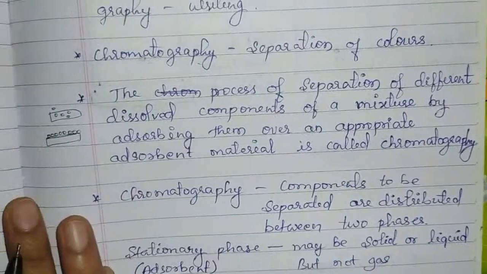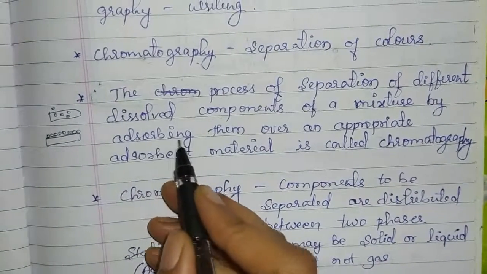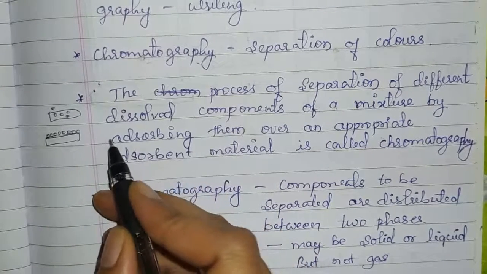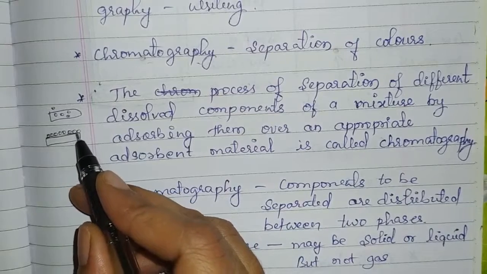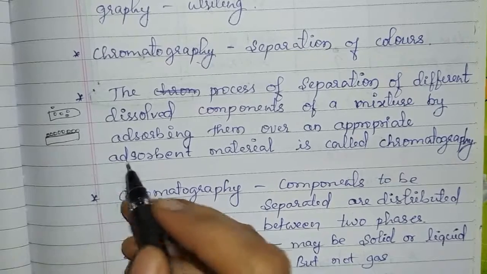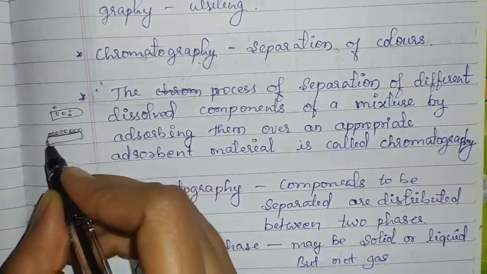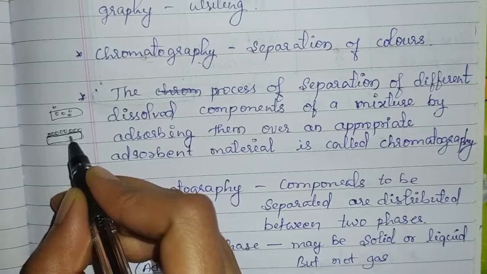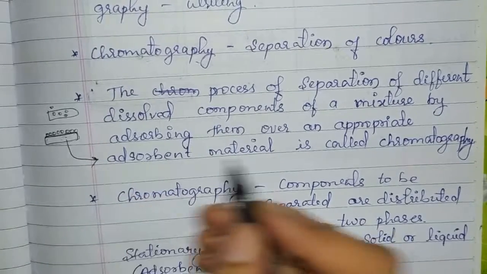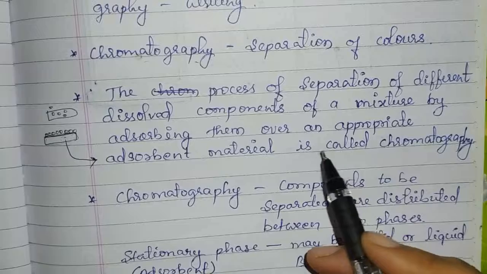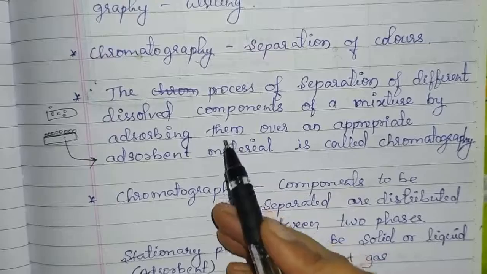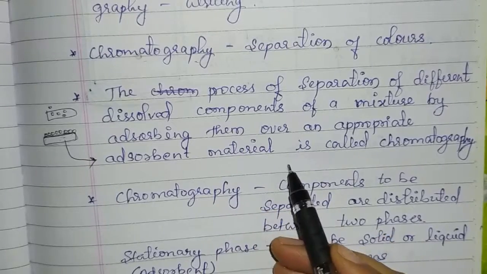Adsorbing and absorbing are entirely different. Adsorbing means just a deposition of molecules and atoms on the surface of a particular solid or liquid. The solid which provides its surface for adsorbing these molecules is called the adsorbent. This is chromatography. In this technique we are separating the different dissolved components of a mixture by adsorbing them over an appropriate adsorbent material.